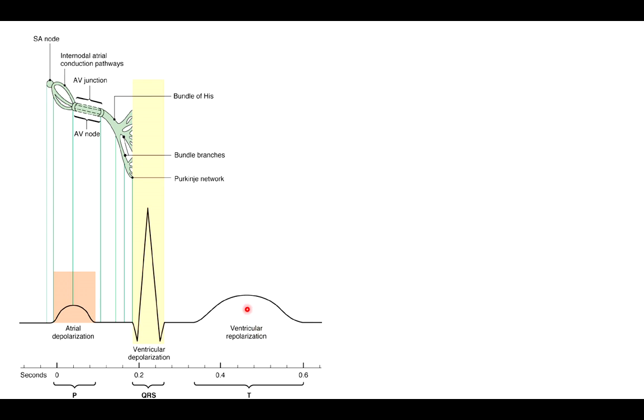Now, also on this figure, you see ventricular repolarization. This corresponds to the T wave. Stay with me here. It's the P wave, the Q, R, S, and T. The T wave represents ventricular repolarization. If ventricular depolarization was propagation of the electrical impulse facilitating contraction, ventricular repolarization is resetting.